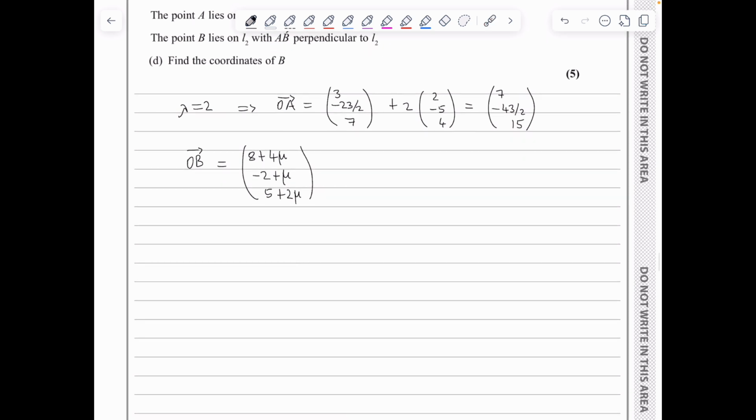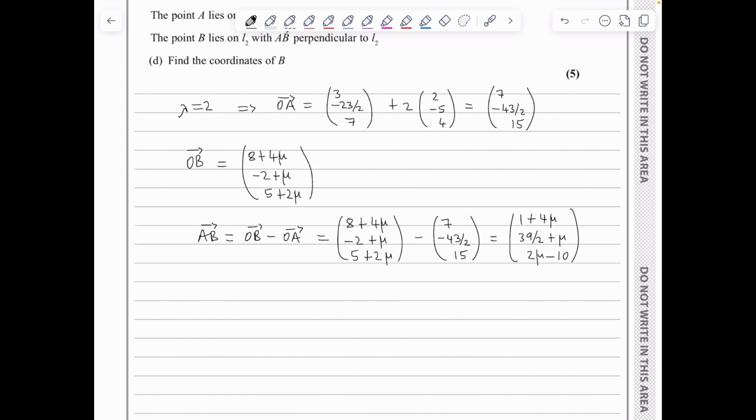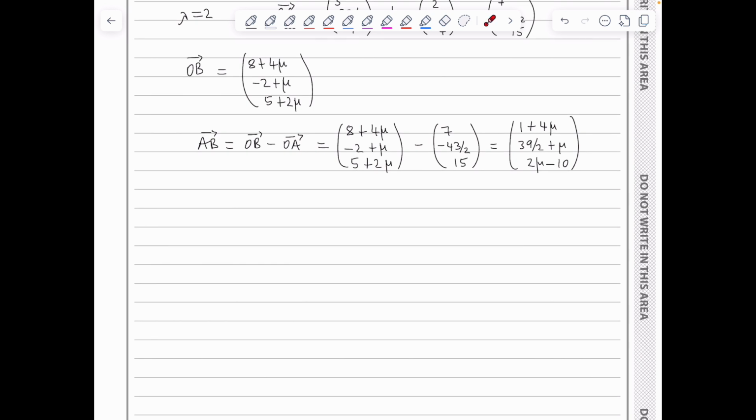So let's start by finding the vector AB, which is simply OB minus OA. So in our case, it's going to be (8 + 4 mu, -2 + mu, 5 + 2 mu) minus the OA, which we found to be (7, -43/2, 15). So this leads to (1 + 4 mu, 39/2 + mu, 2 mu - 10). So if AB is perpendicular to L2, it means that if I dot AB with the direction vector of L2, the result should be 0.